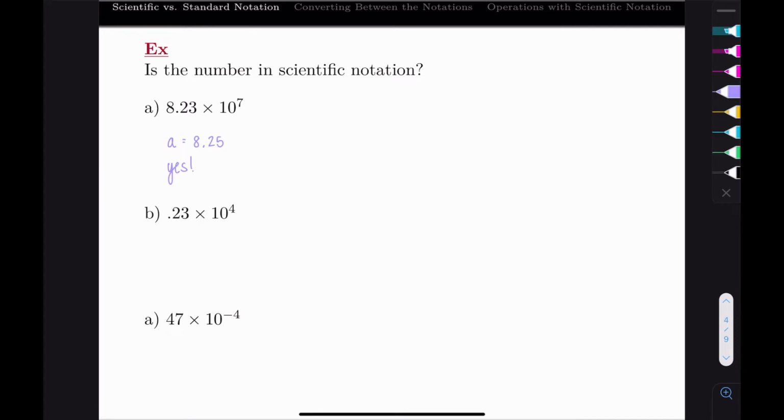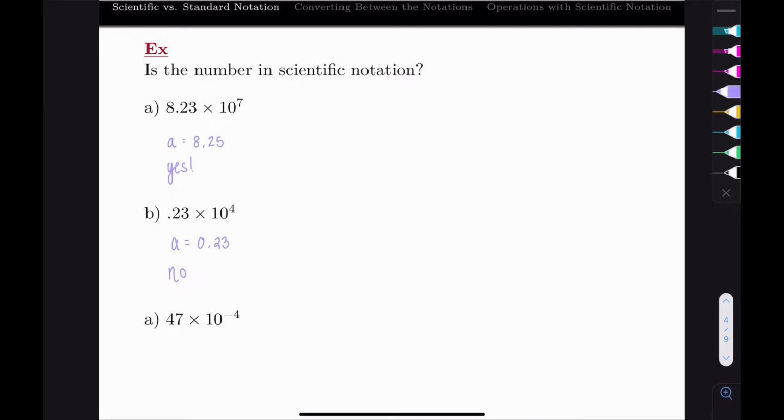For the second one, we have 0.23. So the value of A here is 0.23. My decimal comes after a 0, which is not what we want. It has to be 1, 2, 3, all the way up to 9, immediately followed by a decimal. So no, this one is not in scientific notation. If the decimal was after the 2 instead, then we would be good.